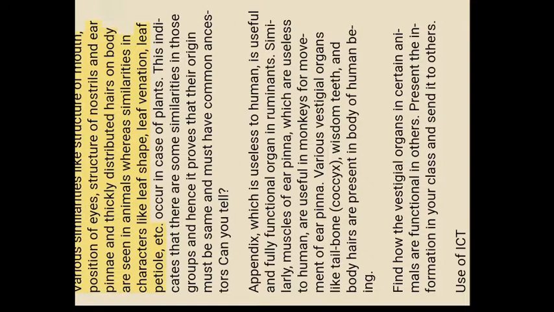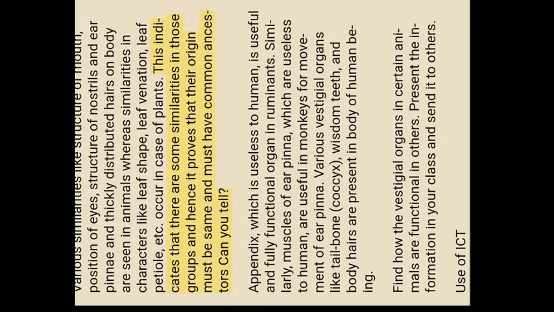Various similarities like structure of mouth, position of eyes, structure of nostrils and ear pinnae, and thickly distributed hairs on the body are seen in animals, whereas similarities in characters like leaf shape, leaf venation, leaf petiole, etc. occur in the case of plants. This indicates that there are some similarities in those groups, and hence it proves that their origin must be the same and they must have common ancestors.